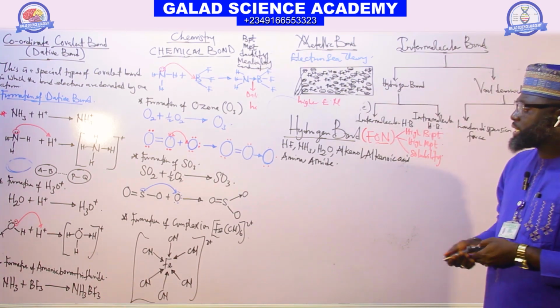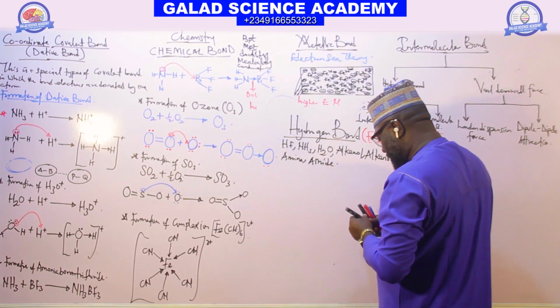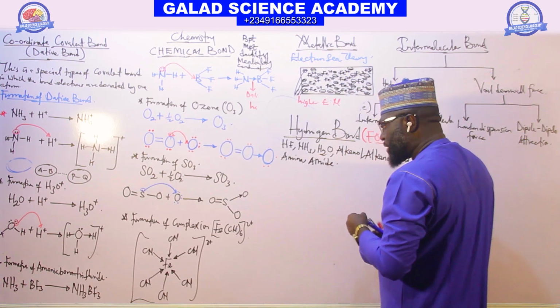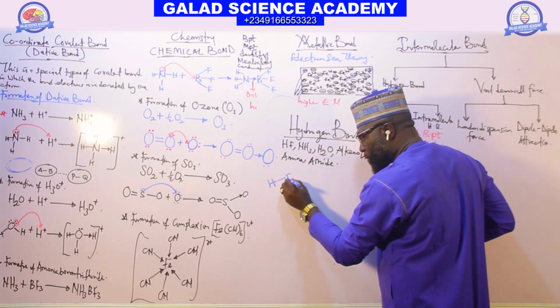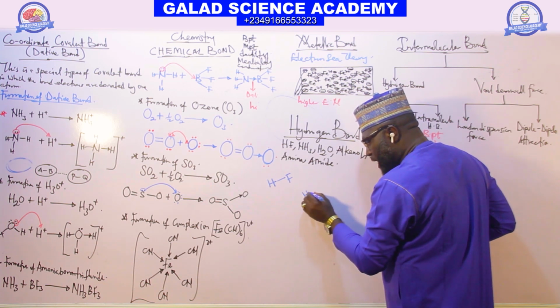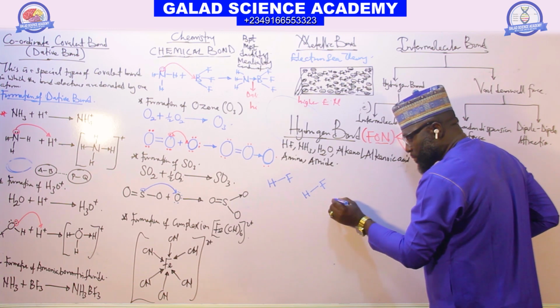Let us look at the hydrogen bond in some of these molecules, for hydrogen fluoride. Now, if you have hydrogen fluoride, we have it in this form, HF. We also have another HF. We also have another HF.